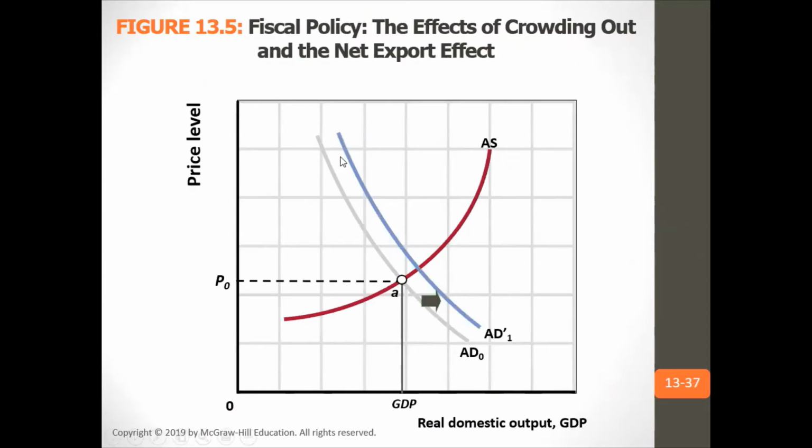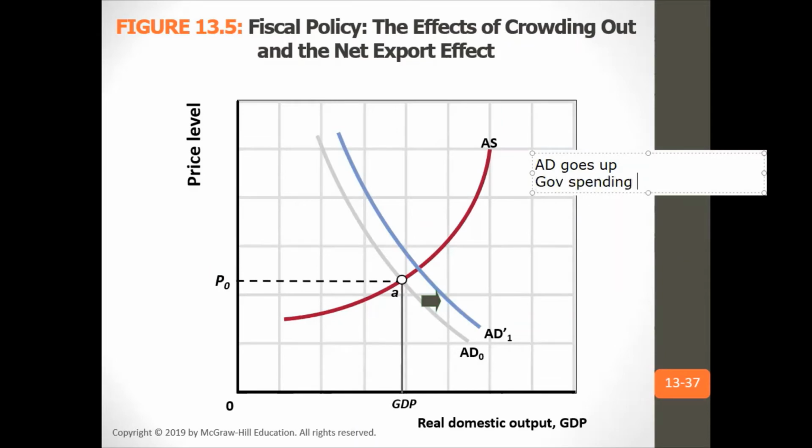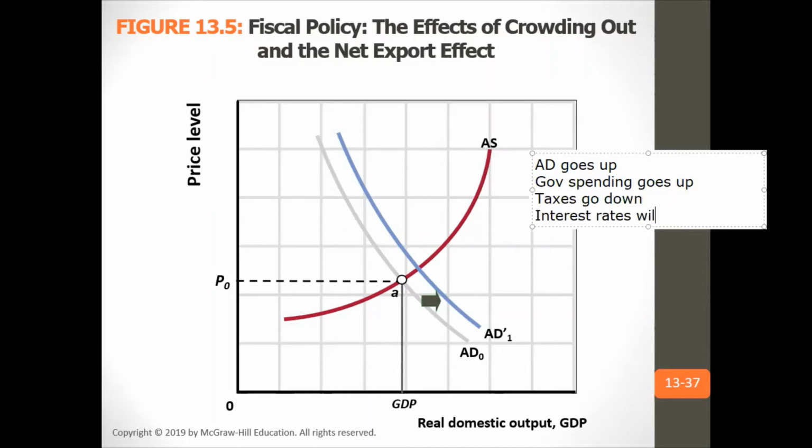So the aggregate demand curve will shift right if there's higher government spending and lower taxes. So this is what happens. And then they'll have to raise interest rates. So in this case, AD goes up. So government spending goes up, taxes go down, and interest rates will have to rise.